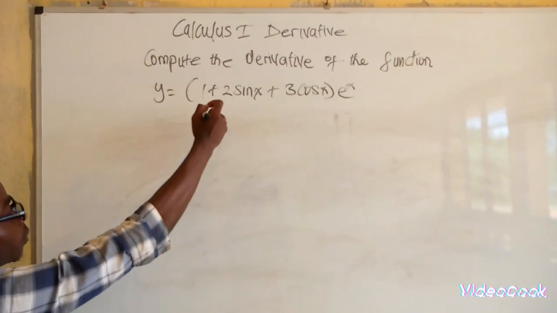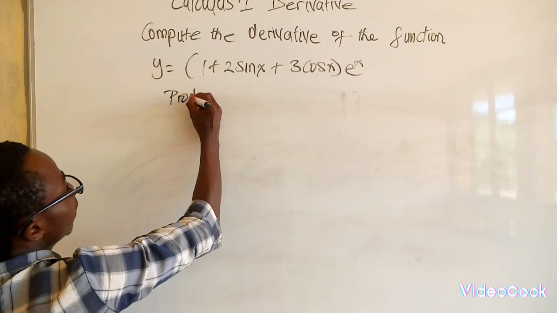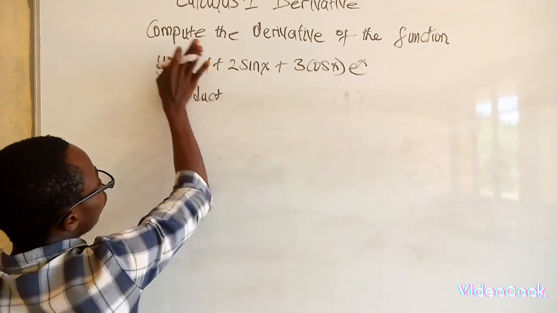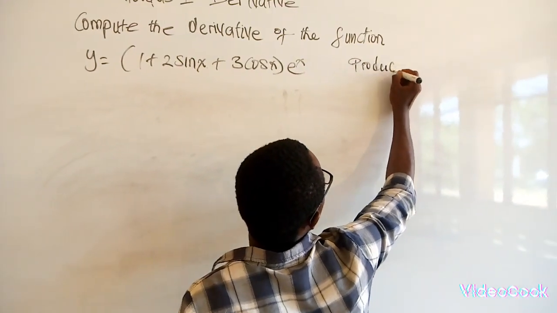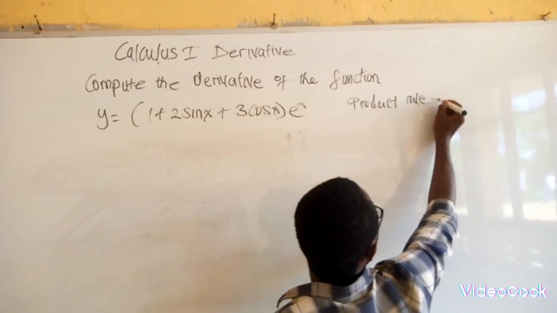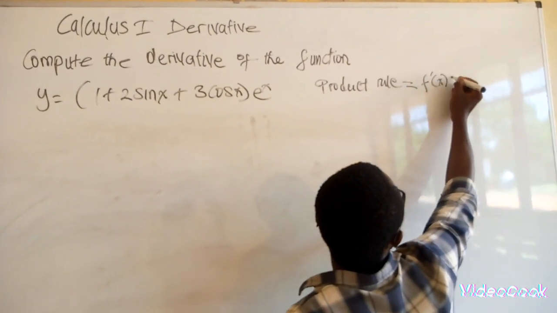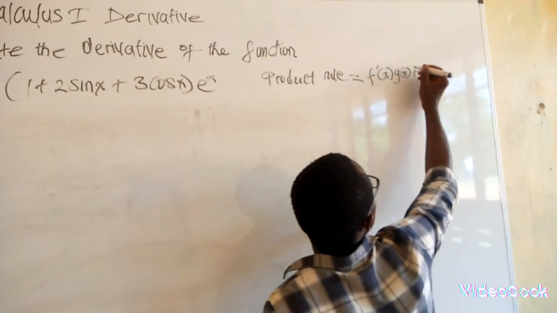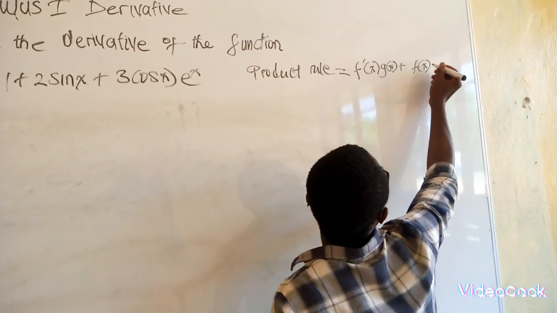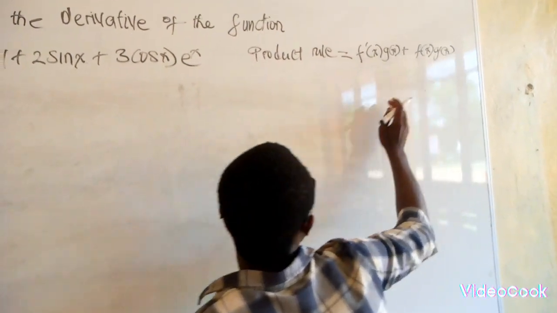Here we say we have to apply the product rule. So let's take it from here, product rule. The product rule says y prime is equal to f prime of x times g of x plus f of x times g prime of x. This is the product rule.